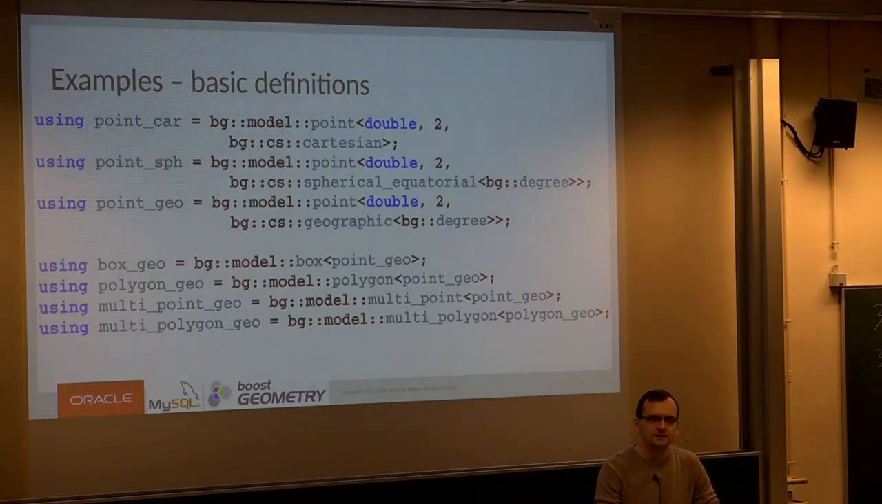Yes, and these are basic definitions of types I'll be using. In Boost.Geometry, the default way of defining the coordinate systems that are used in data are part of a point type. So here's how you can create a type capable of storing Cartesian points, spherical points, and geographic points. I'll be using the last one in the examples.